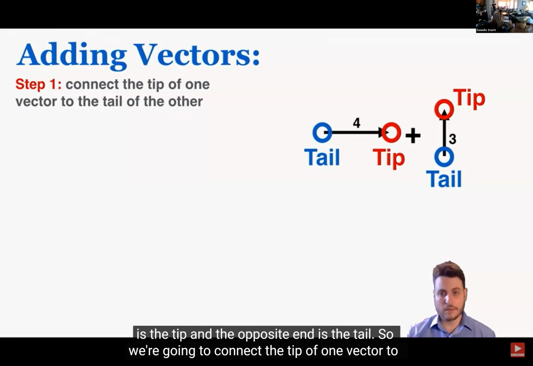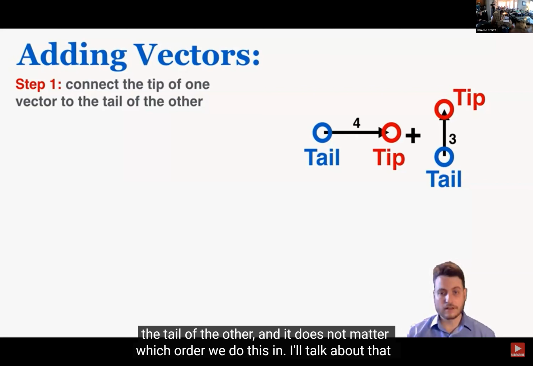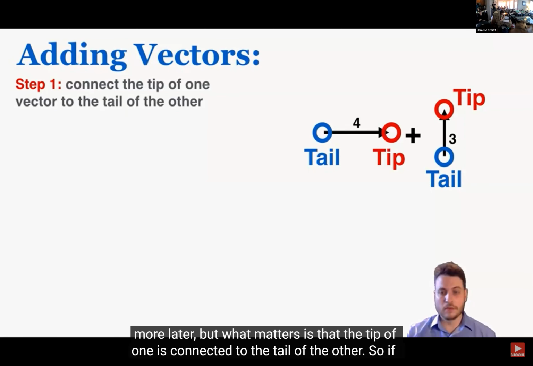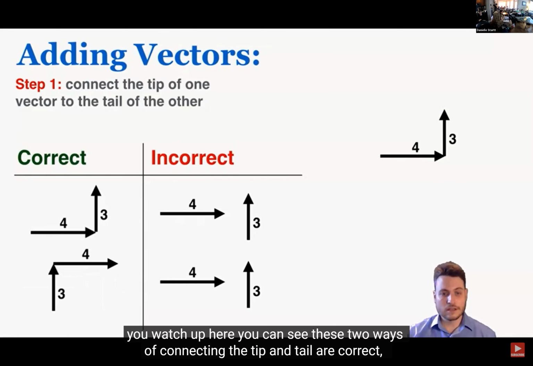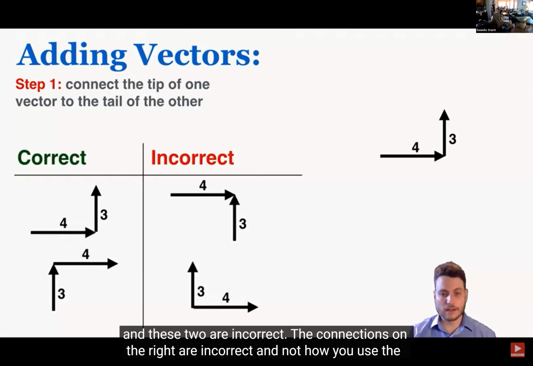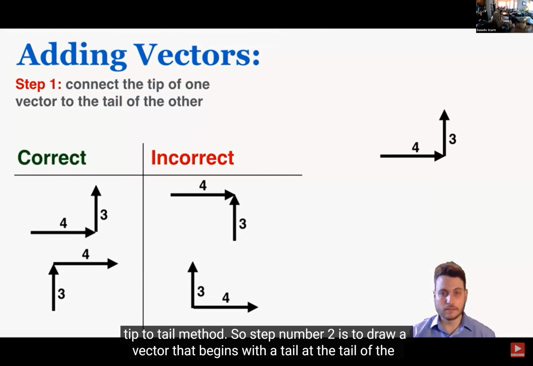So we're going to connect the tip of one vector to the tail of the other, and it does not matter which order we do this in. I'll talk about that more later, but what matters is that the tip of one is connected to the tail of the other. So if you watch up here, you can see these 2 ways of connecting the tip and tail are correct, and these 2 are incorrect. The connections on the right are incorrect and not how you use the tip to tail method.